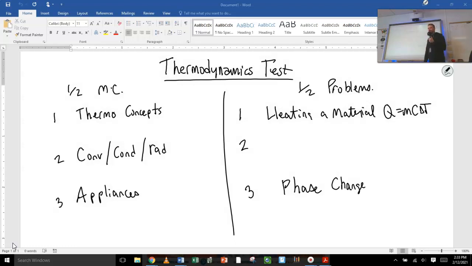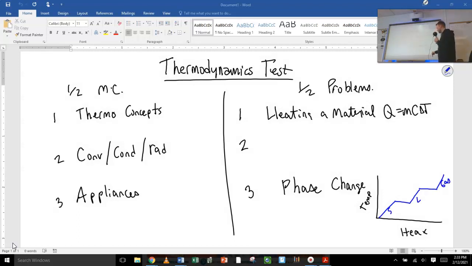A phase change. Remember that you have heat on the x-axis and temperature on the y-axis. Like for water, for instance, you have solid water, you've got liquid water, and you've got gas. Everywhere you've got a diagonal where the temperature is going up, when it's fully solid, fully liquid, or fully gas, we use this equation.